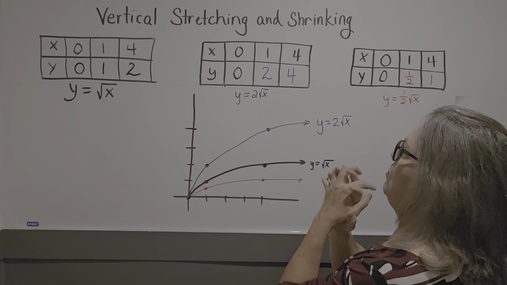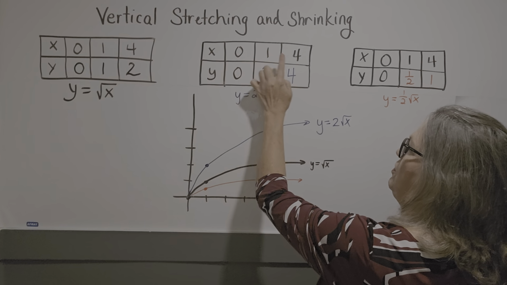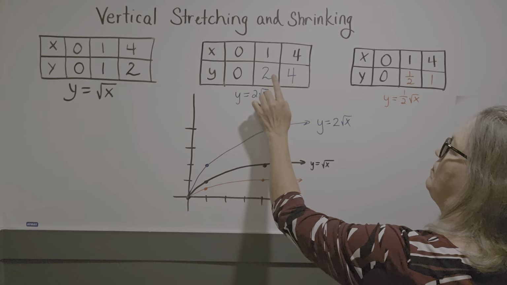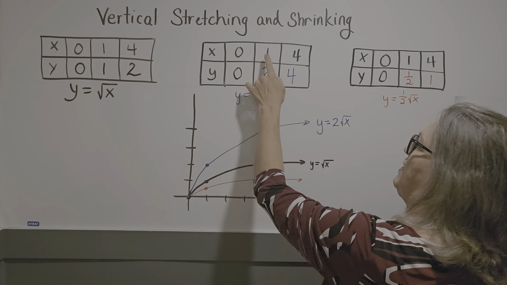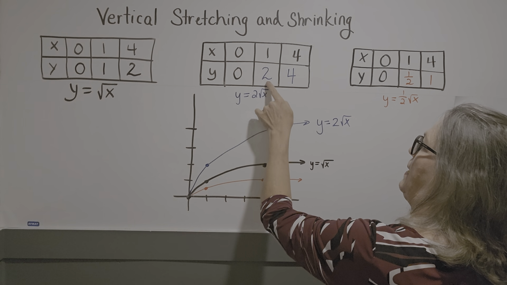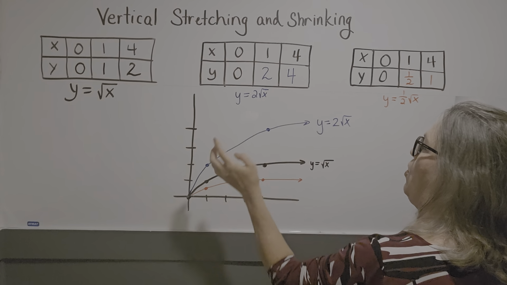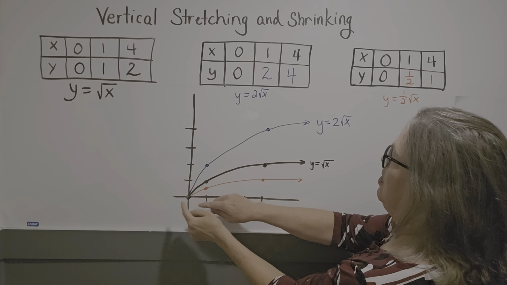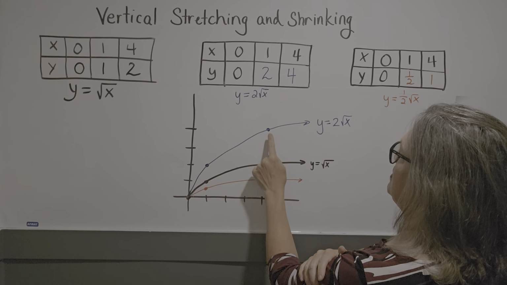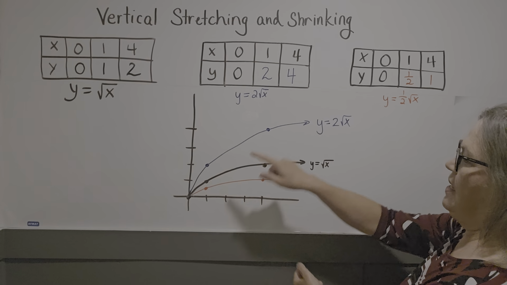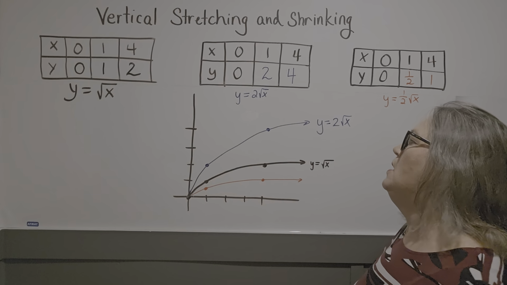So we have the same x values, as you can see, but then we multiply 0 by 2. That doesn't change, but everything else goes up by double. So we have 2 and 4, and so that causes the graph from this point to be double here, and this point is double up here, and it stretches it, and that point is fixed.